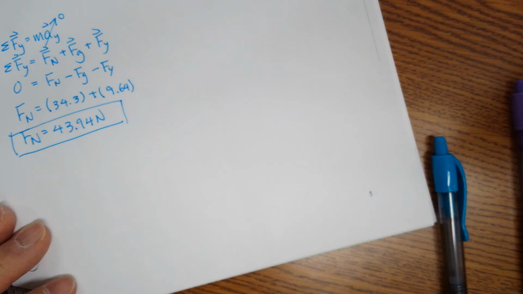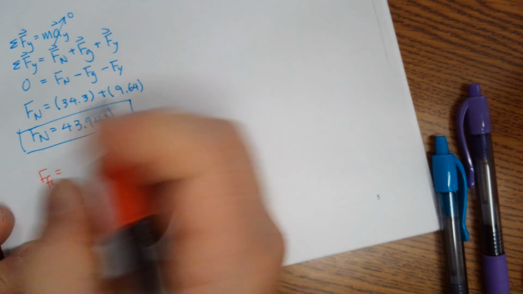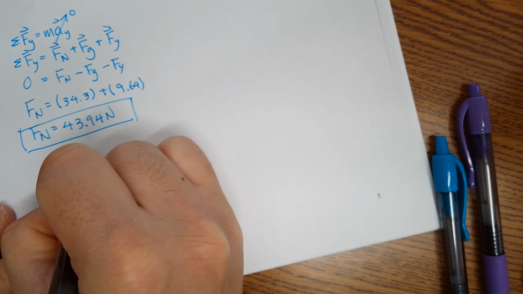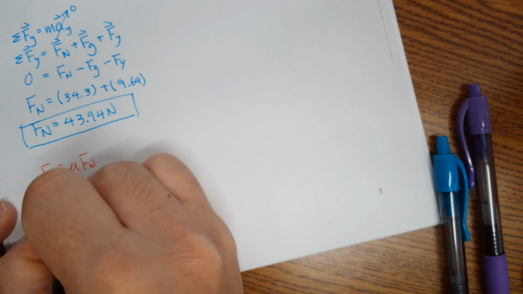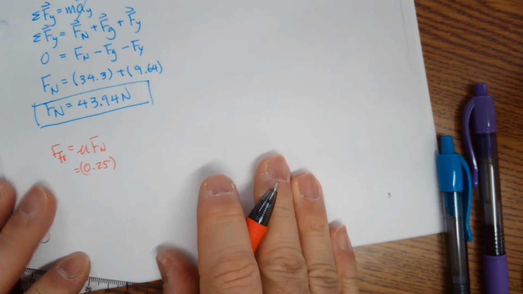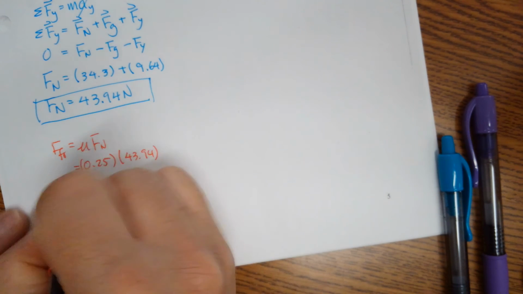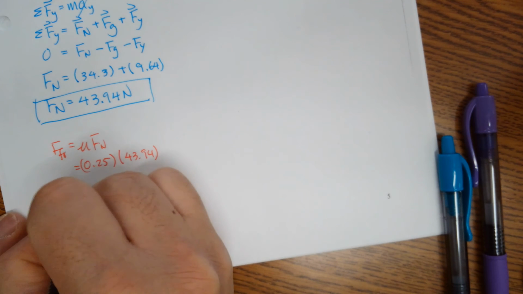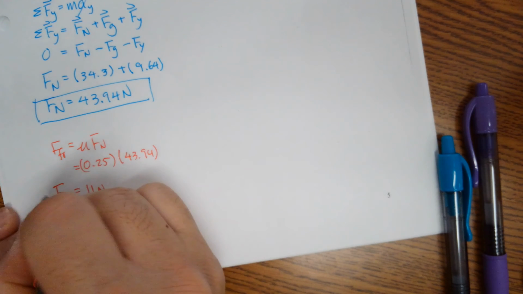So I can calculate my friction now. My friction is equal to mu times the F normal, which is 0.25 times F normal of 43.94. So my frictional force is equal to, looks like 11 newtons.